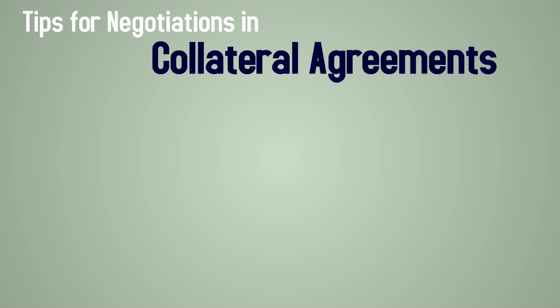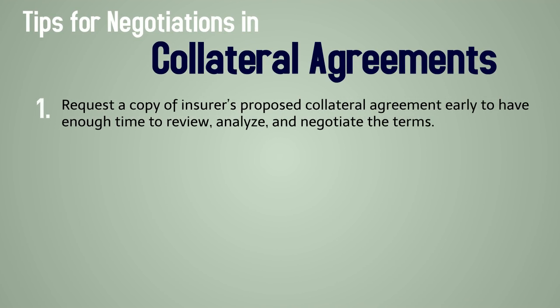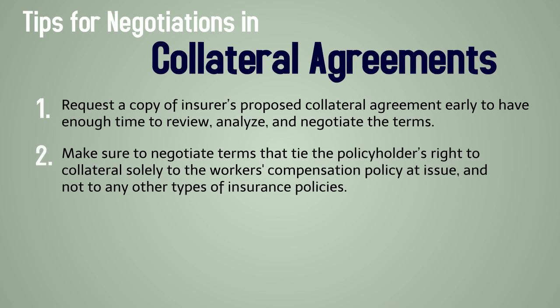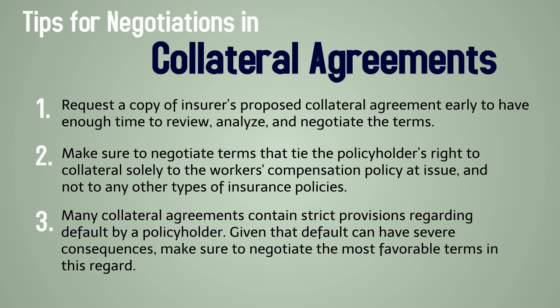Let's look at some tips for negotiating collateral requirements. First, you want to request a copy of the insurer's proposed collateral agreement early on to have enough time to review, analyze, and negotiate the terms. Second, make sure to negotiate terms that tie the policyholder's right to collateral solely to the workers' compensation policy at issue and not to any other types of insurance policies. Third, many collateral requirements contain strict provisions regarding default by a policyholder. Given that default can have severe consequences, make sure to negotiate the most favorable terms in this regard.